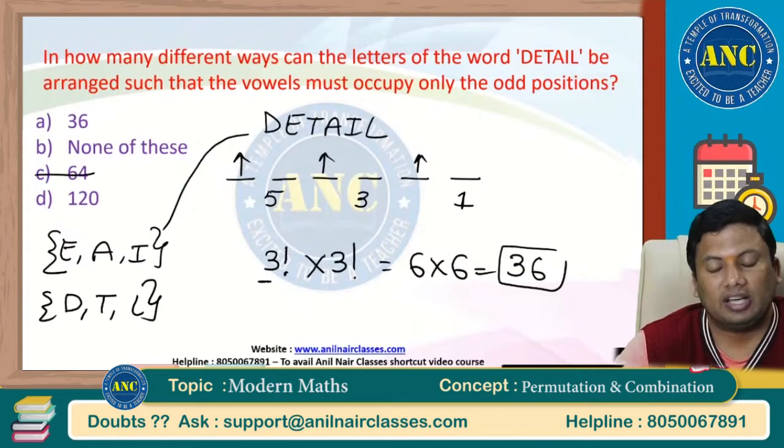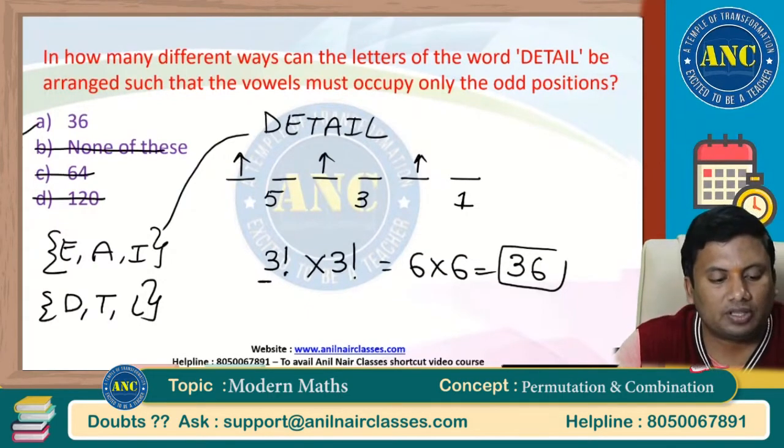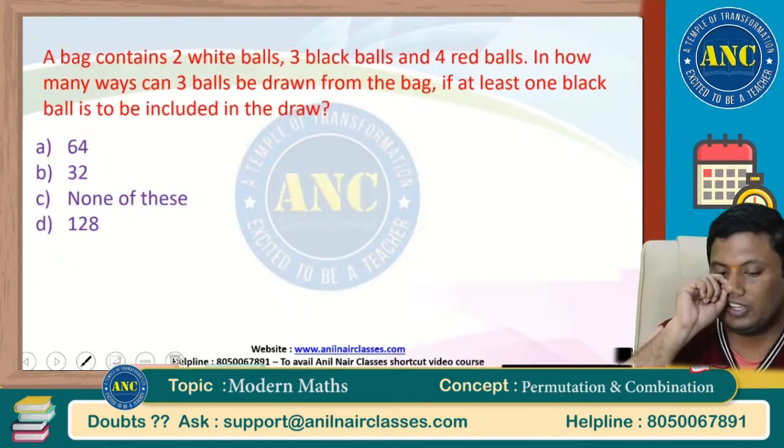6 sixes are 36. Answer digital sum should be 9. These 2 are out. The option is nothing but 36. Easy question it is. Next one.